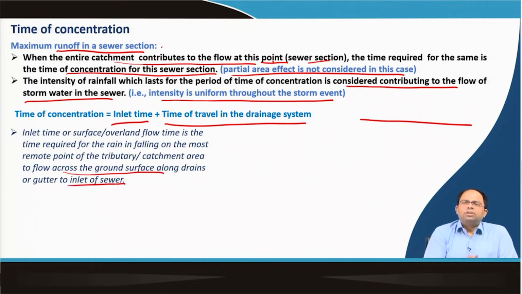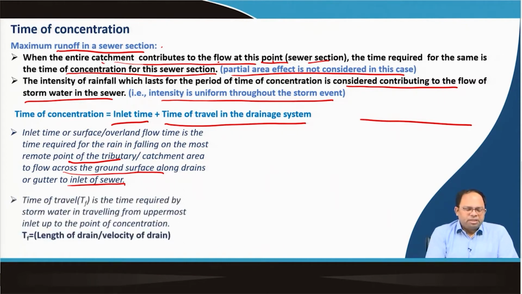So, that means it flows in natural channels or maybe some design channels, maybe at the gutter of the streets, and it ultimately reaches the inlet of a sewer. So, this is the time required for water to travel from that remotest point that we talked about, that is, when the entire catchment has to be covered. So, we consider the remotest point, and that time takes it to reach the sewer. So, this is the first part, inlet time.